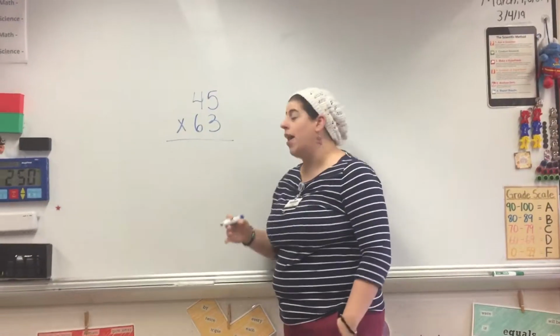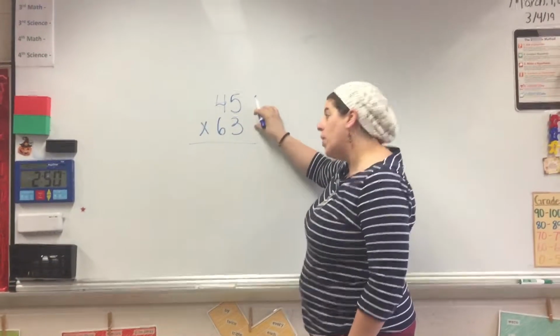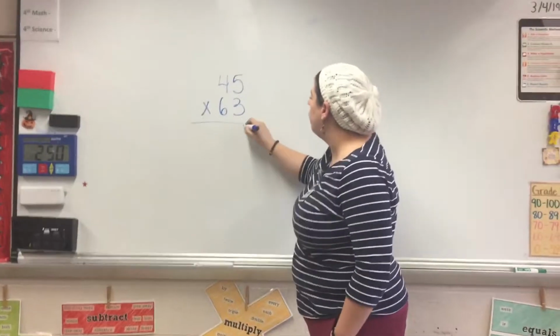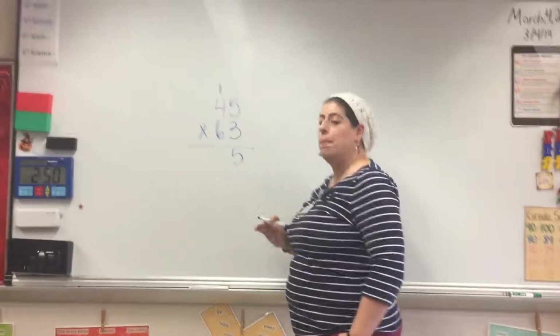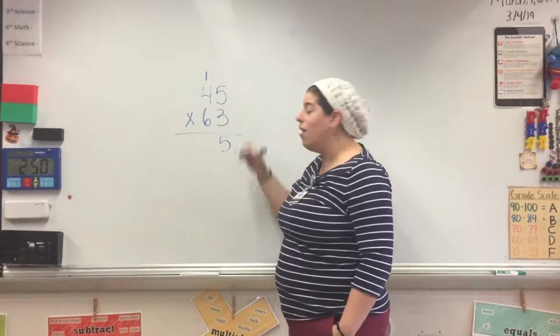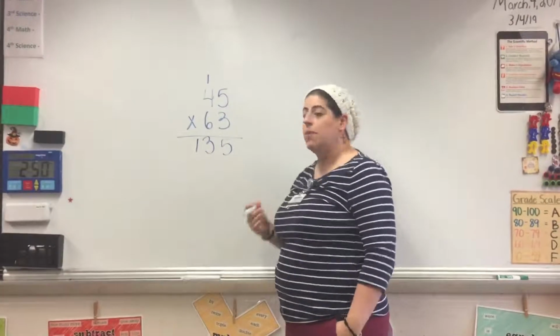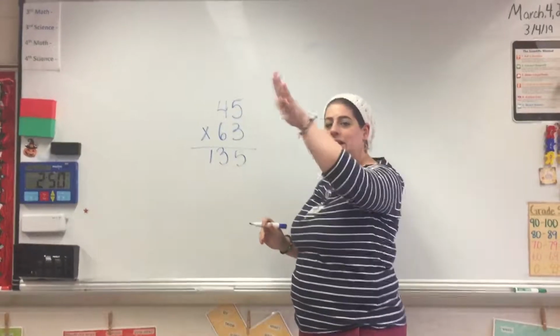In order to do the regular algorithm, you want to multiply first the number that's in the ones digit by the number on the top. So 3 times 5, that would be 15. My ones digit goes here, my tens digit goes above the next one. Now, I do 3 times 4, which is 12, and I add the digit on the top, so that would be 13.